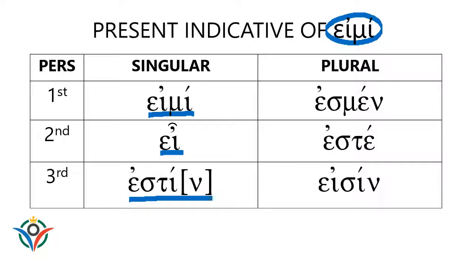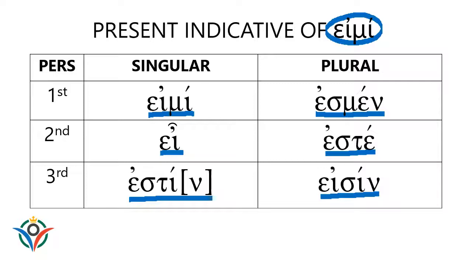The first person plural is esmen. Second person plural is este. And third person plural is eisin. Let me just make one or two observations here.